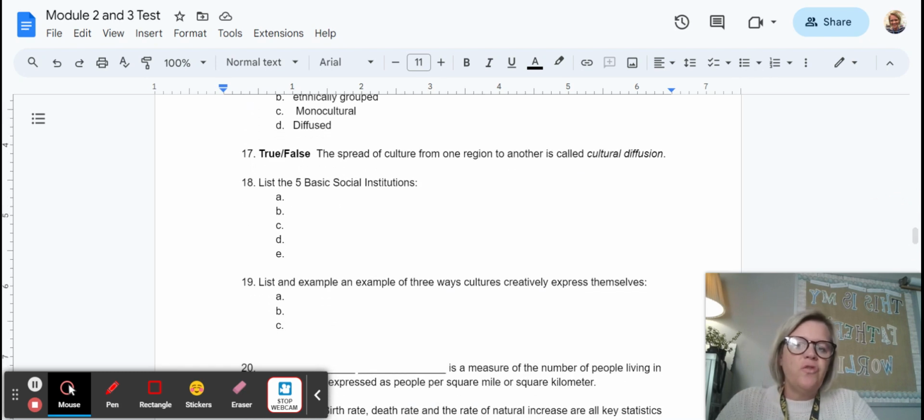17 is true, false. So you're just going to circle if it's true or circle if it's false. Number 18 is list the 5 basic social institutions. Okay, we came up with kind of a funny word to help you with that. Number 19, you may pick up your pencil and underline the word list and this should say give. List and give an example. Put your pencil down. So list the 3 ways cultures creatively express themselves and then give an example of how they do that in that category.